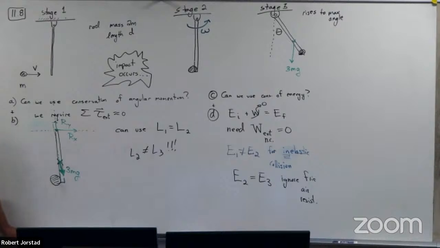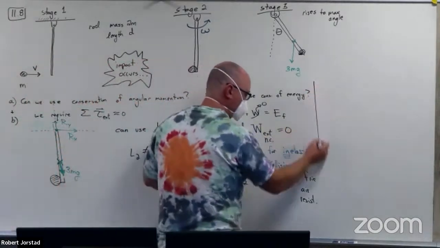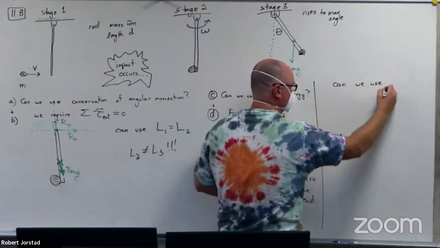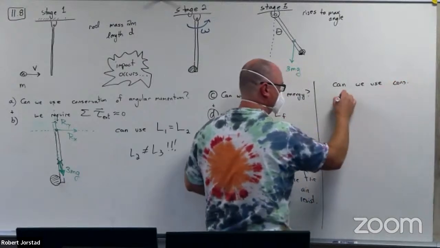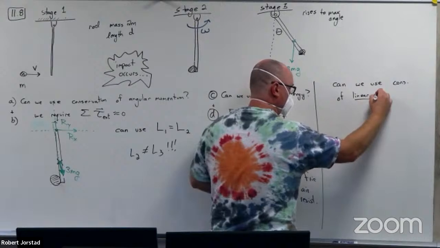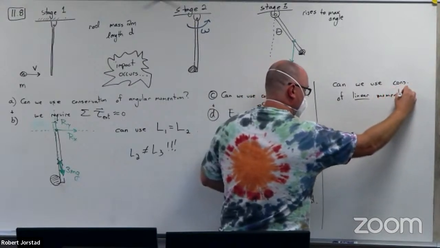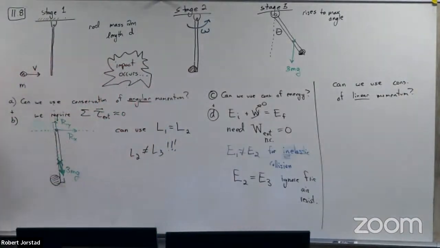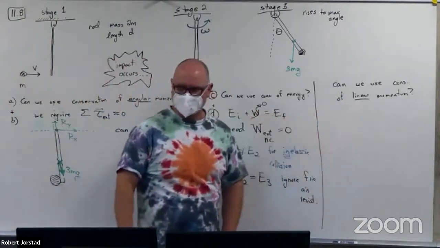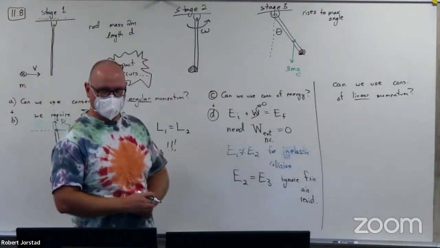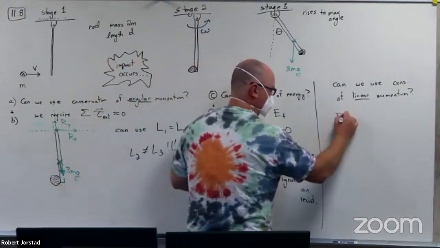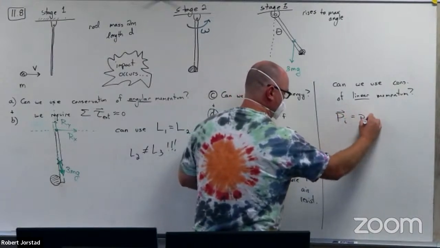We're so close to having all of them. I want to stick the other one on here too. Even though this isn't a question in the problem, let's add it in. I want to emphasize this was angular momentum. Now I want to talk about linear momentum. What's the equation for conservation of linear momentum? What is the symbol for linear momentum or just regular momentum? P. So what I'm asking is, can we use P initial equals P final?